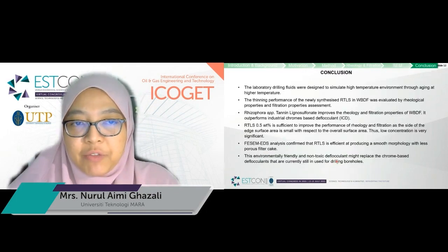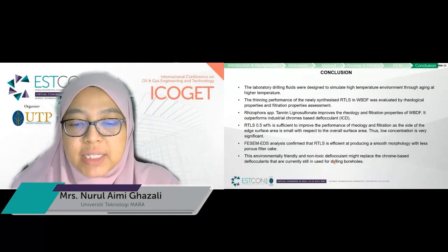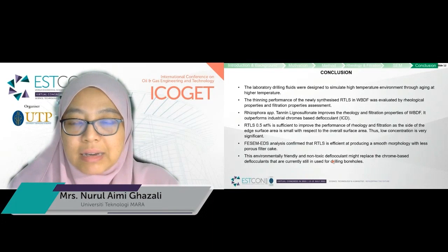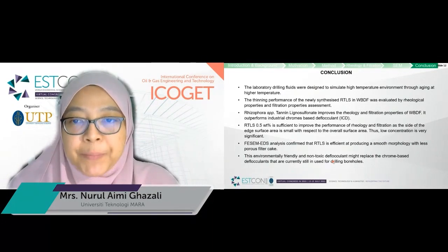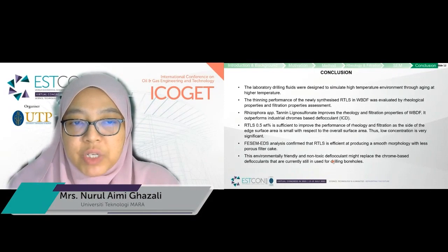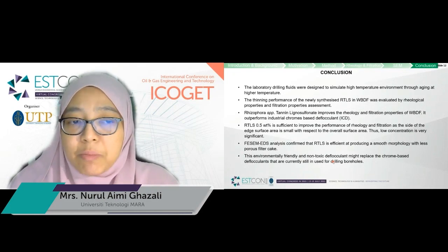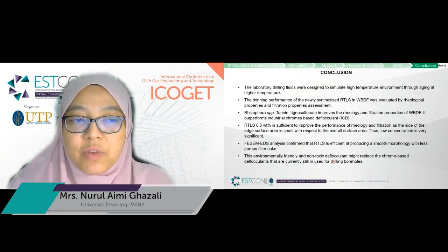As a conclusion, the laboratory drilling fluids were designed to simulate a high temperature environment through aging at high temperature. The thinning performance of the newly synthesized RTLS in water-based drilling fluid was evaluated by rheological properties and filtration properties assessment. Reservoir tannin lignosulfonate improved the rheology and filtration properties of water-based drilling fluid. It outperformed the ICD, industrial chrome-based deflocculant.